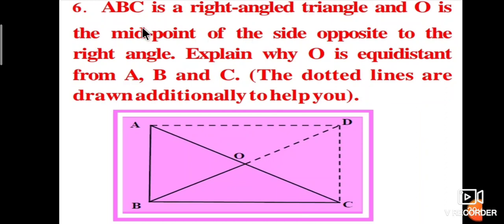The last question of this chapter: ABC is a right angle triangle and O is the midpoint of the side opposite to the right angle. Explain why O is equidistant from A, B and C. Dotted lines are drawn additionally to help you. ABC is a right angle triangle, O is the midpoint of side AC.